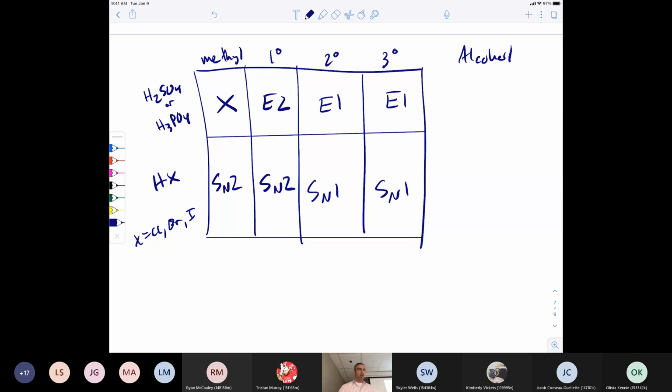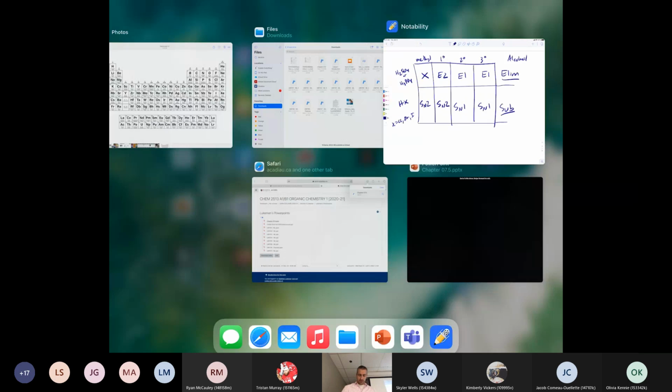So this is a lot more straightforward, isn't it? If it's HX, it's all going to be substitution. If it's sulfuric acid, it's all elimination. If it's secondary or tertiary, it'll be a carbocation variant. If it's not, then it'll be the concerted variant, going with the 2, E2, SN2. Awesome. Cool. So this isn't too bad.